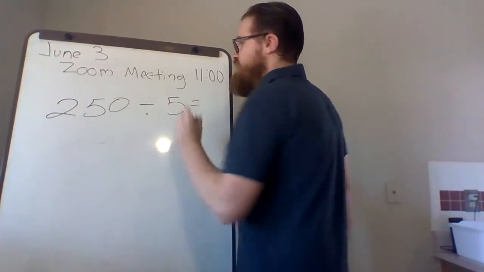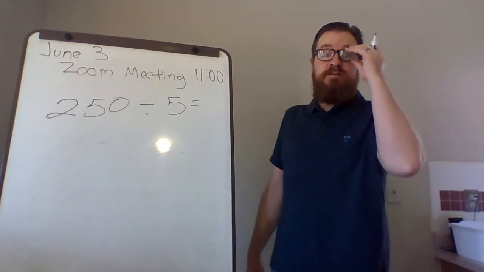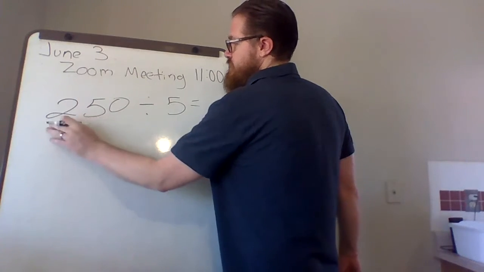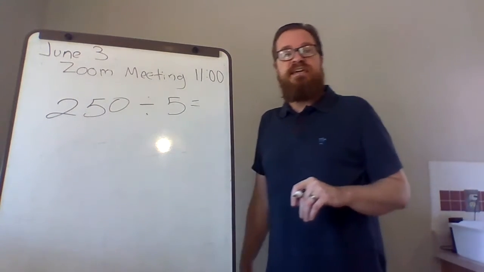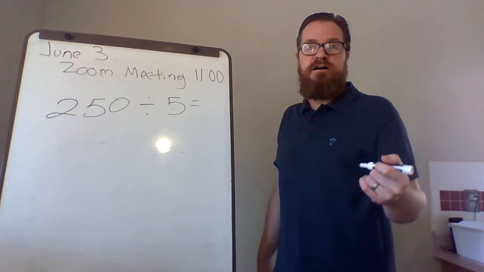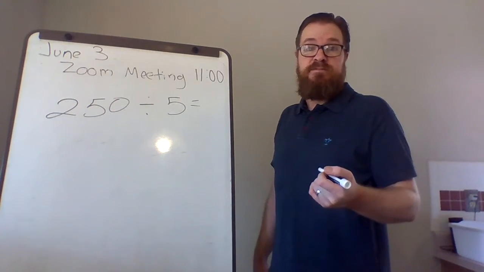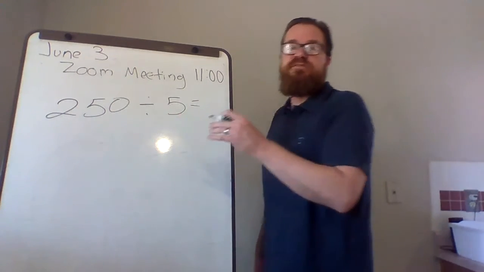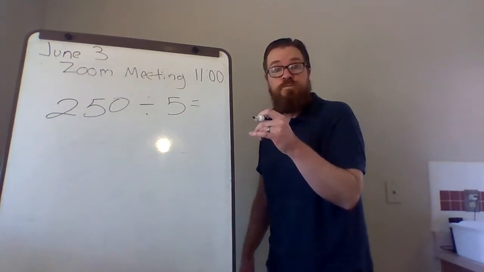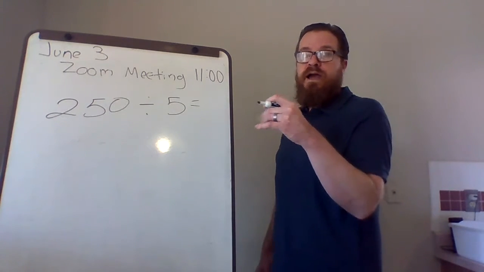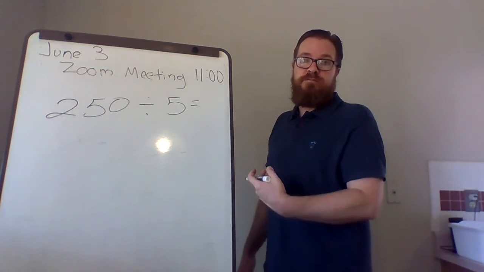Now let's take a minute and go through some vocabulary real quick here. The big number that you're splitting up, in this case 250, is the dividend. The big number that we're splitting up in a division problem is called the dividend. The next number is the divisor. The divisor is either how many groups you're going to break something up into, or how big those groups are.